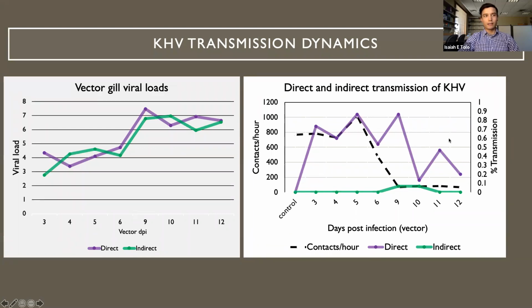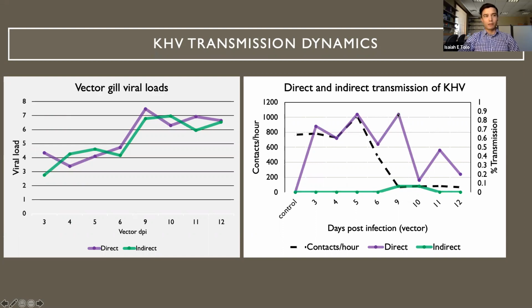And you can see that the percent transmission was actually really high during the asymptomatic period when there were a lot of contacts, and then it drops off during the symptomatic period. There was very little indirect transmission, so indirect transmission is probably not very important even in wild settings when it comes to KHV infection.